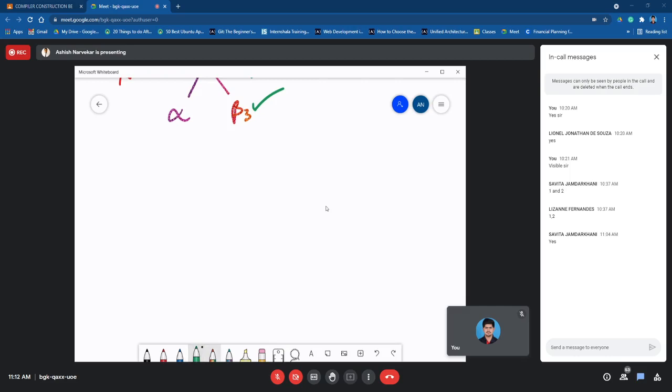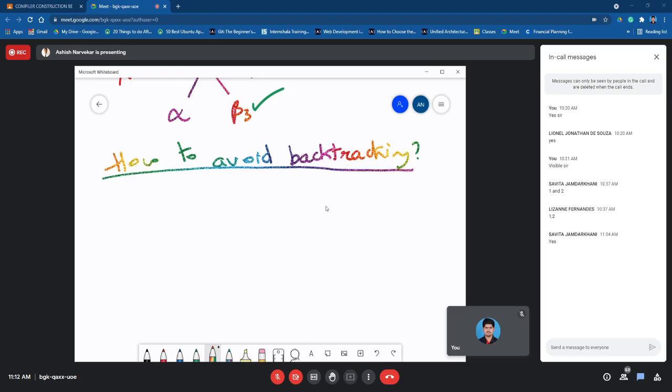So what we need to do is see how to avoid backtracking. By avoiding backtracking, what it means is how we can do left factoring. To formally put it, suppose we have a production of this particular form, A derives alpha beta 1 or alpha beta 2 or alpha beta 3, then we can rewrite it.